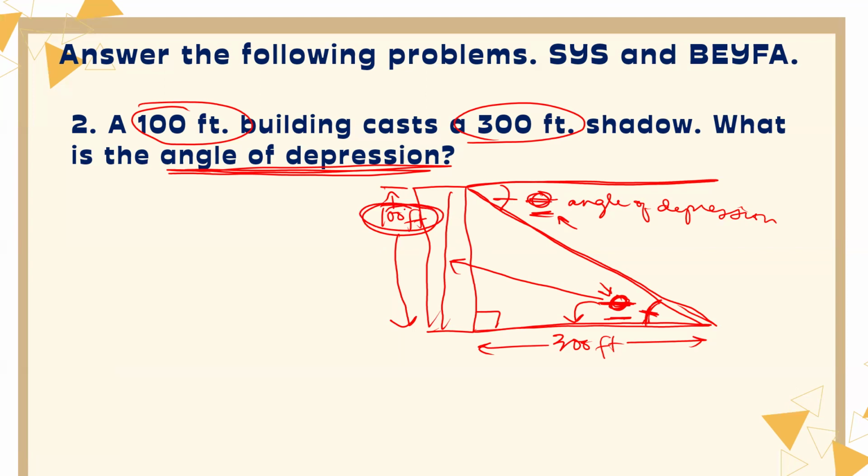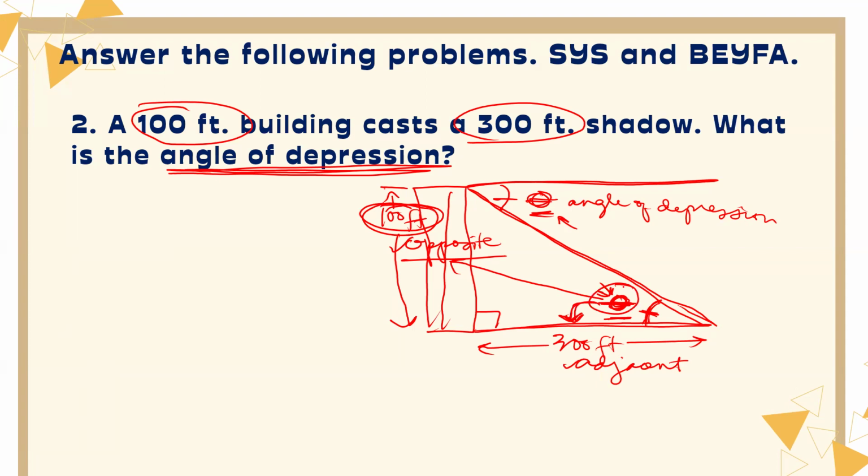Very good. This is the opposite side. Those who commented will get plus points. Now, with respect to this angle, how do you call this side? Leave the comment for your answers. How do you call this side with respect to this angle? Very good. This is the adjacent side. So we know the opposite and the adjacent side with respect to this angle.